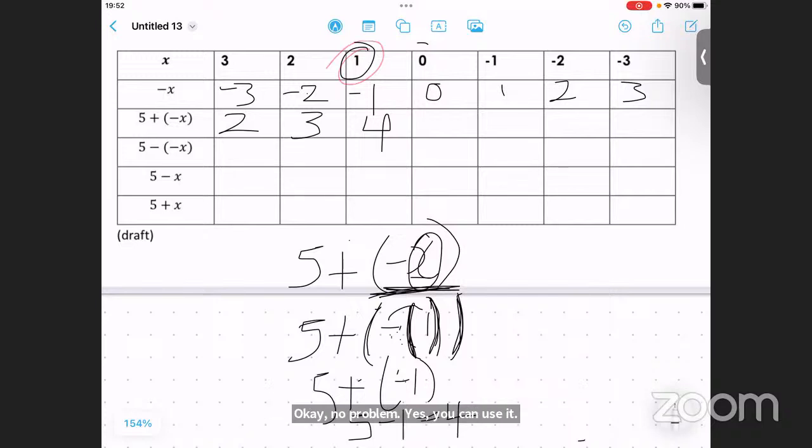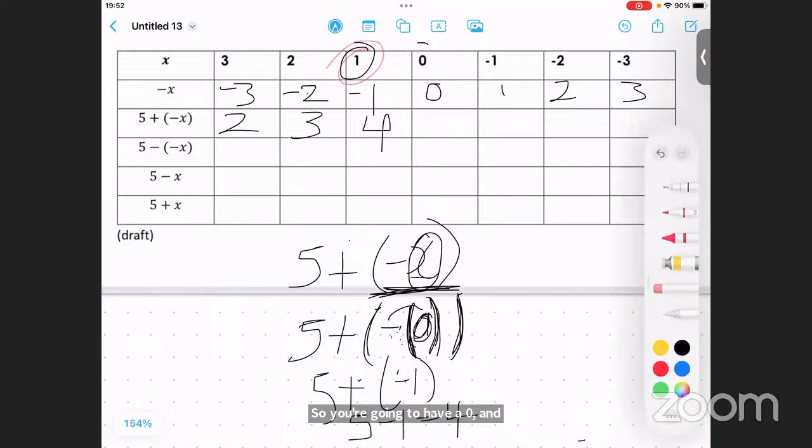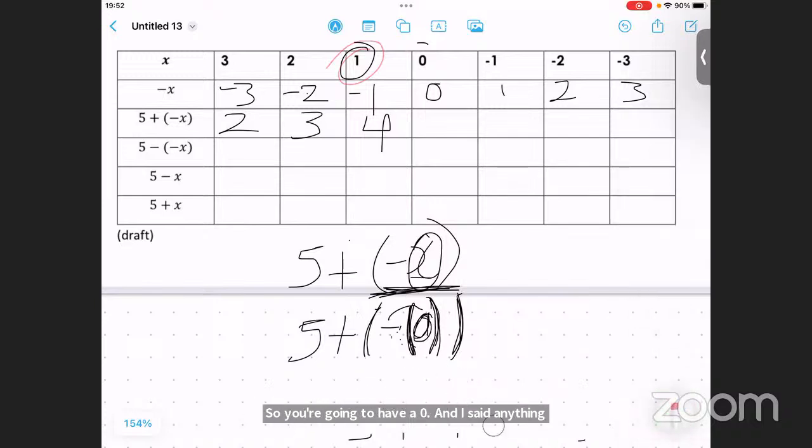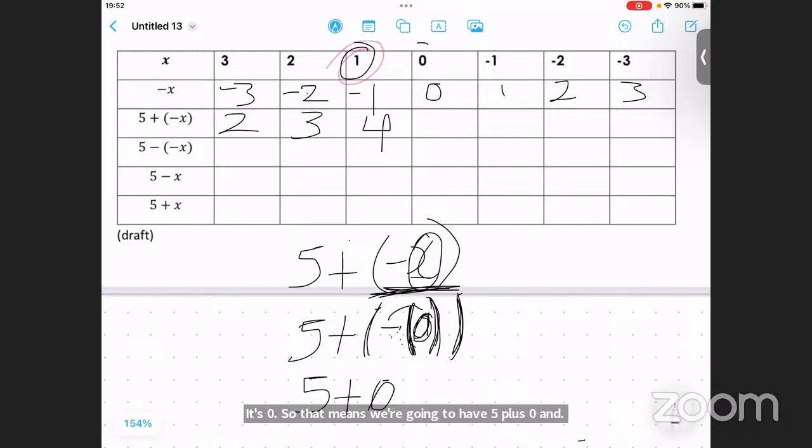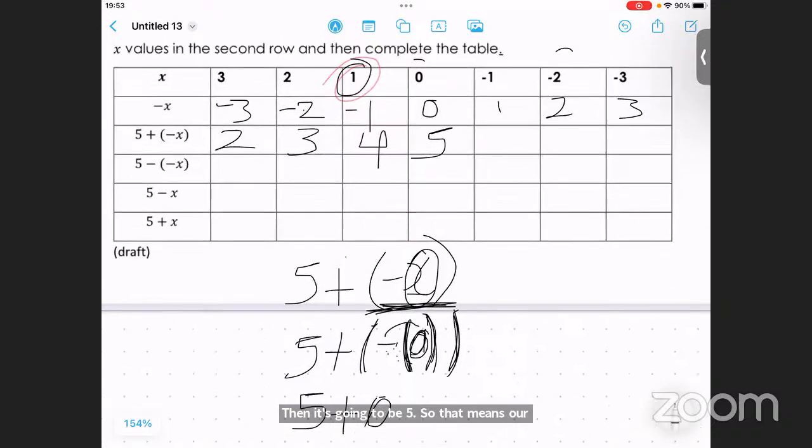Okay, let's move to when our x value is equal to 0. So when our x value is equal to 0, that means we're going to have a 0 here. I said anything multiplied by 0, what did I say it gives you? What's anything multiplied by 0? It's 0. So that means we're going to have 5 plus 0. Manahil, how much is it going to be? 5 plus 0, what's going to be the answer? 5. All right, so our answer for this one is straightforward. It's 5 plus 0, which is 5. Anything plus 0 is that same thing that you're adding to 0.